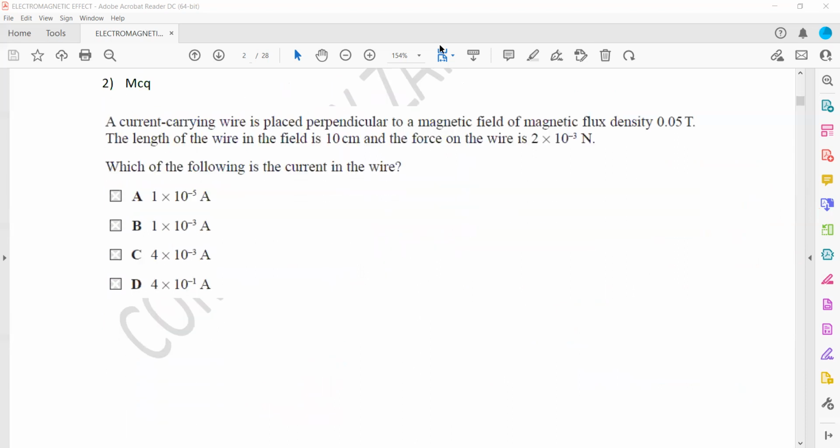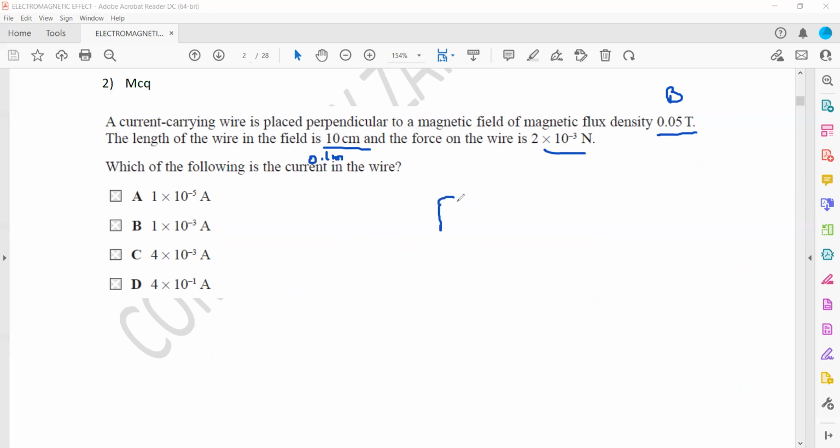The next question: a current carrying conductor is placed perpendicular, or at 90 degrees, to the magnetic field, and the magnetic flux density is 0.05 Tesla. The length of the wire is 10 centimeter. Don't forget to convert into meters. So that is 0.1. And the force is 2 times 10 to the power minus 3, or 0.002 Newton.